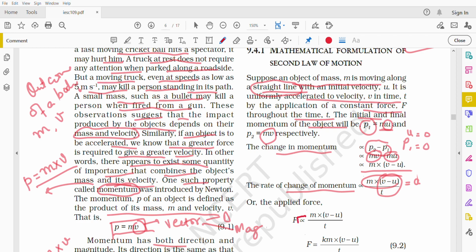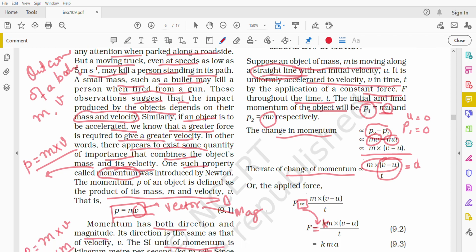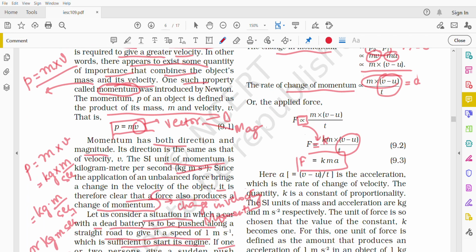To remove the proportionality symbol, I am putting an equal to sign and a k. This is the way of removing it, because we cannot solve anything while that symbol is there. Clear? So now it will be equal to k into m(v minus u) by t. Now (v minus u) by t, as I told you, is a, so F is equal to kma. Here a is acceleration, and the quantity k is a constant of proportionality.